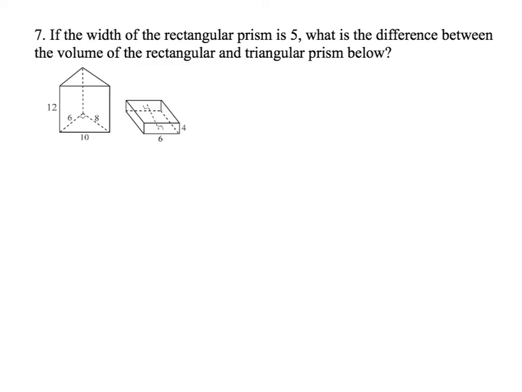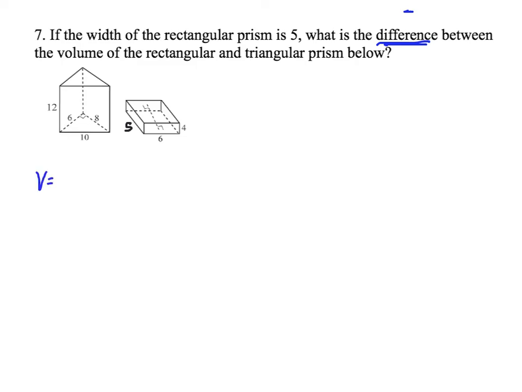Read problem number 7 and use the prisms to help you solve. Enter your answer and then we'll review. So I see the problem says that the width of the rectangular prism is 5. So I'm going to first go ahead and label the width 5 since it's not already drawn in the picture. The question is asking for the difference. Automatically I'm going to know that I'm going to have to subtract something because difference means subtract between the volume of the rectangular prism and the triangular prism. Okay, so I'm just going to do one prism at a time.